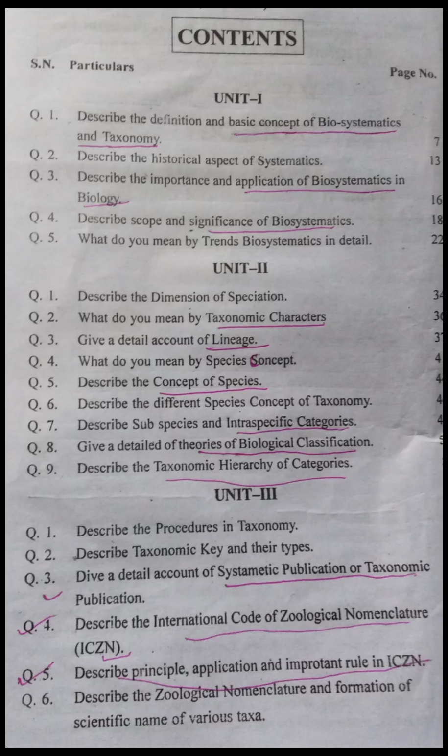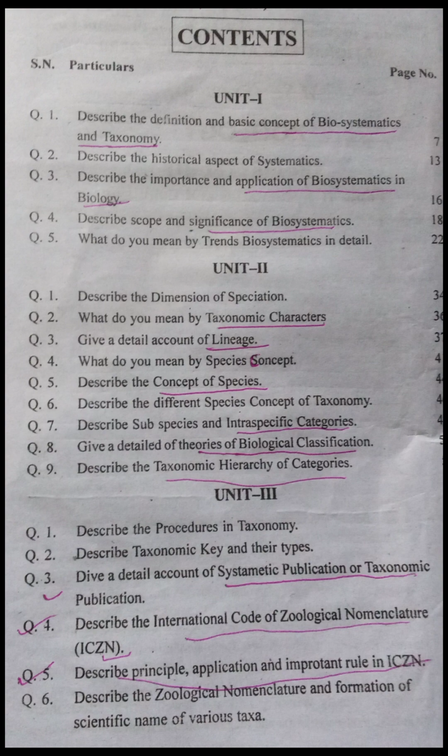Unit 1. Question number 1. Describe the definition and the basic concept of biosystematics and taxonomy. Question number 2. Describe the historical aspects of systematics. Question number 3. Describe the importance and application of biosystematics in biology.